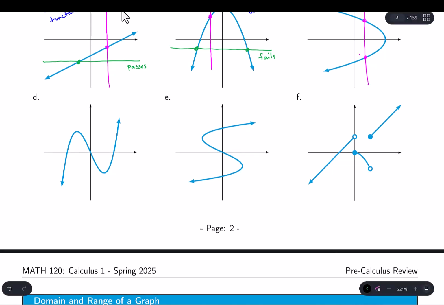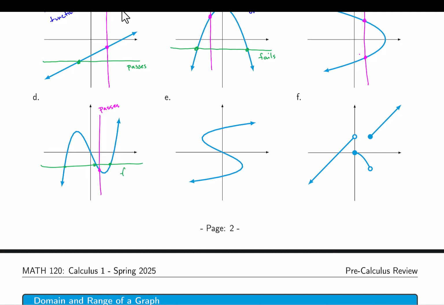Next up, any place I draw a vertical line here, it would pass a vertical line test, but it would fail a horizontal line test. So this would be a function, but not one-to-one. All right, the next one, it would certainly fail a horizontal line test. And then therefore there's no real reason to actually look into the horizontal line test because it doesn't really matter if it's one-to-one. Technically it would be, but it doesn't really matter.